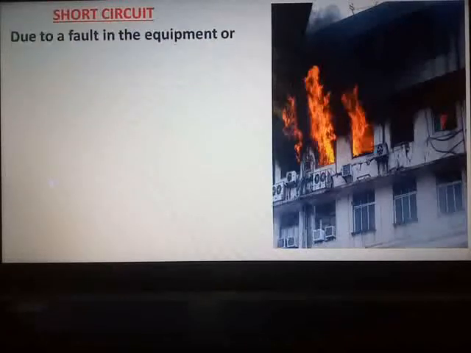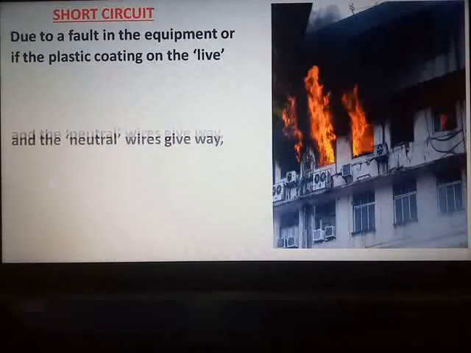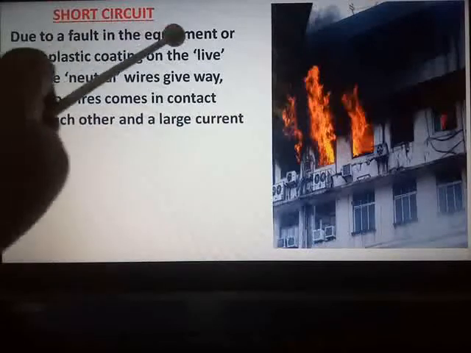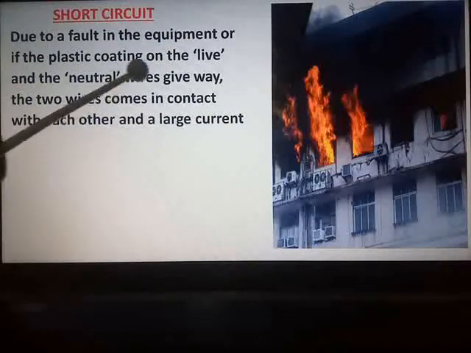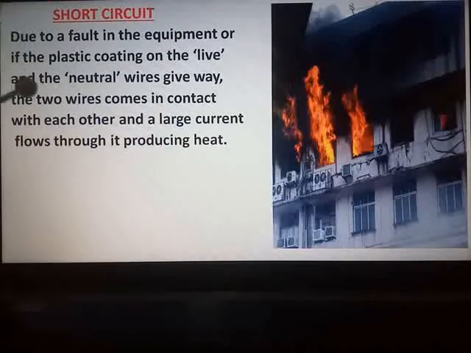So due to a fault in the equipment, or if the plastic coating on the live and neutral wires gives way, then the two wires, live and neutral, come in contact with each other and a large current flows through them, producing heat. In other words, if a live and a neutral wire come in direct contact or touch each other, then short circuiting takes place.